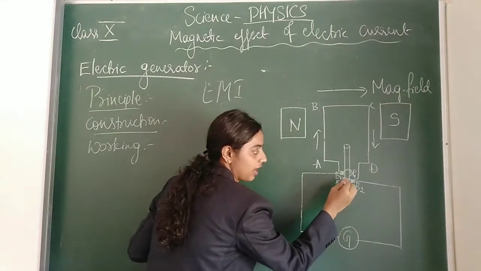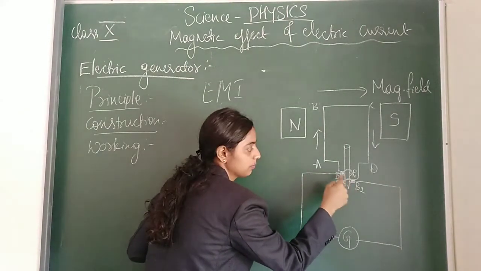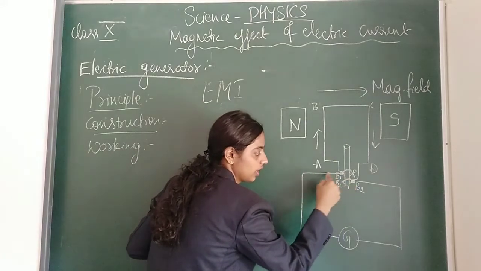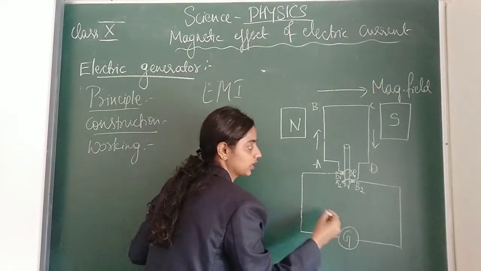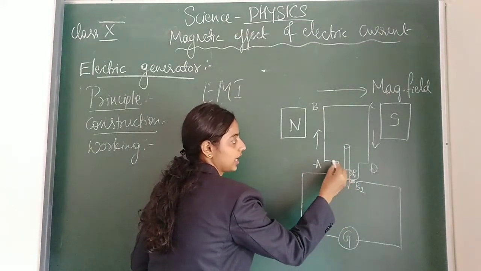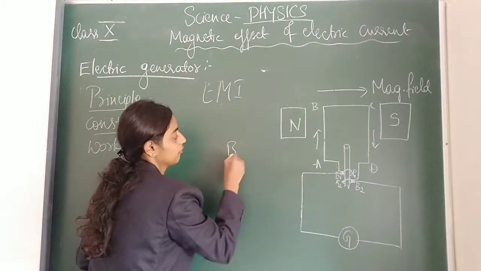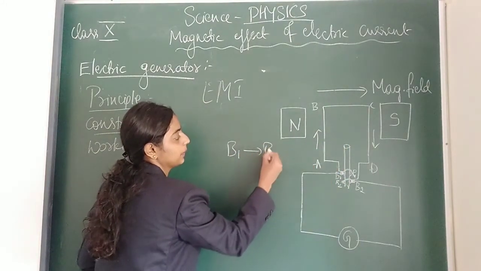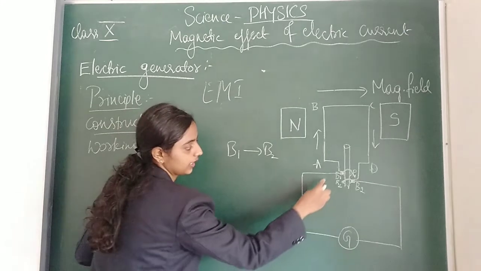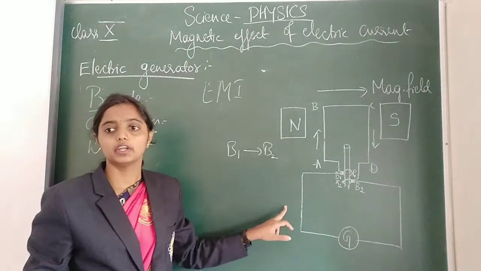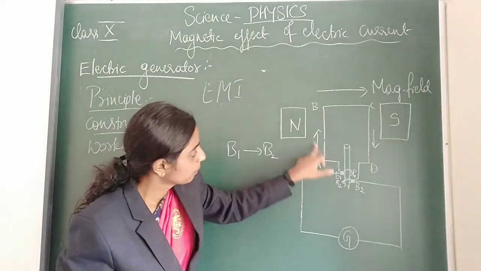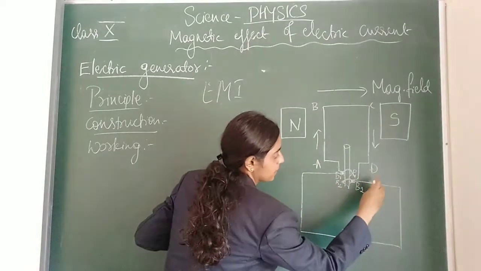from over here. We have brushes. See, brushes are connected to ring 1 and ring 2, and then it is connected to the galvanometer. So from this we can say that current is flowing from what? From B1 to B2, right? So current is flowing from B1 to B2.